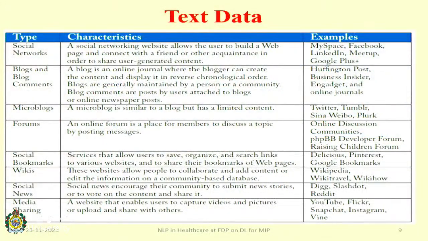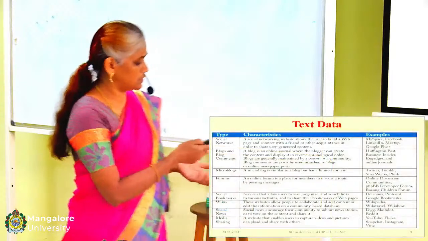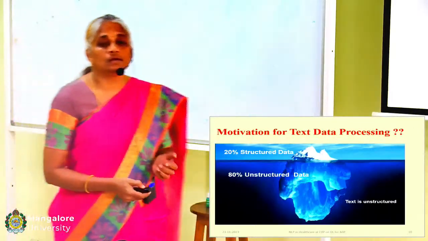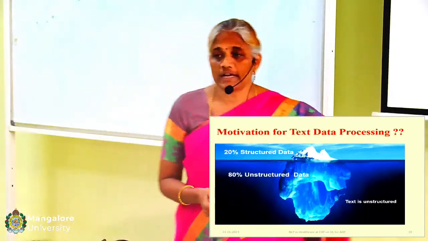Your email is there. In fact, if you open your smartphone, there itself you can find different types of data. You can access Facebook, WhatsApp, your mail, and Google, so that you can have a look at the news. These are all examples of text data, right? So what is the motivation for text data processing?